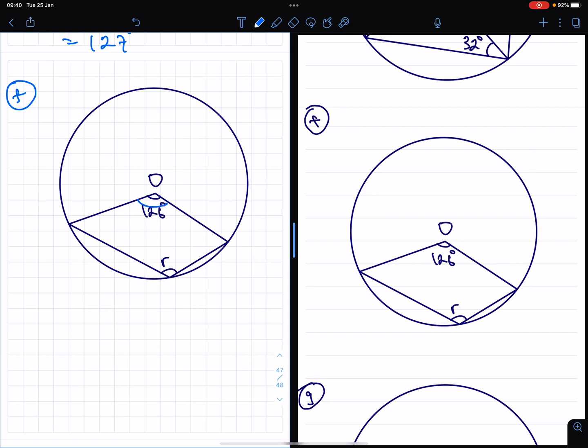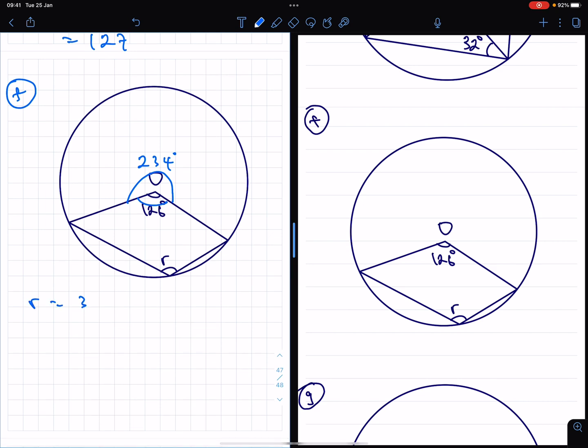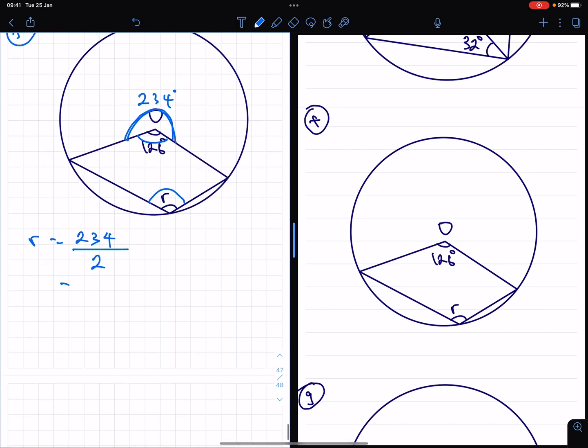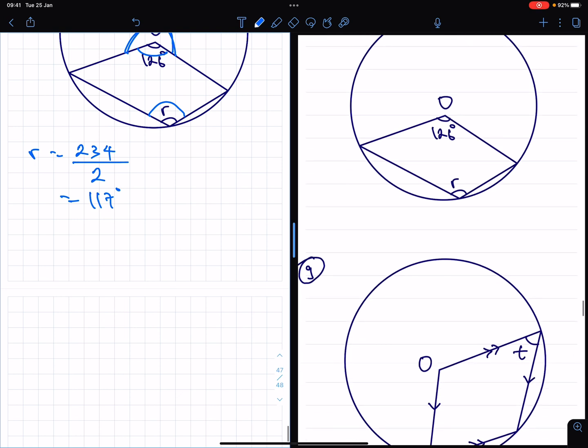If this is 126 degrees, then this will be 360 minus 126. Angles at a point, that means this is 234 degrees, and R is half of that. Angle at center is twice angle at circumference, so angle at circumference is half of angle at center. 234 divided by 2, and that means R is 117 degrees. Now to question G, straight we go.